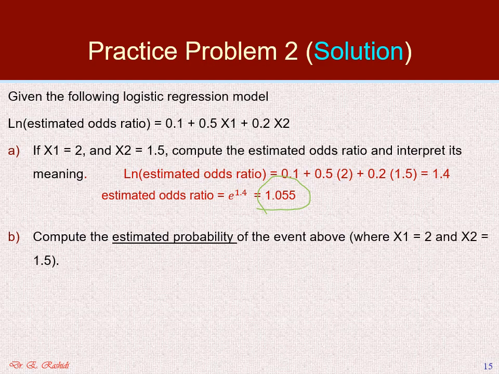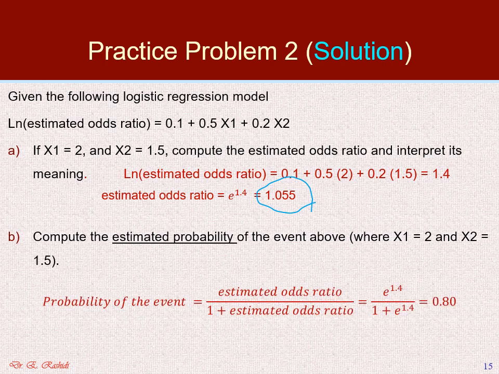Next, let's move on to part B. Compute the estimated probability of the event above where x1 is 2 and x2 is 1.5. Now that we have the estimated odds ratio, you just plug it into this formula: e power 1.4 over 1 plus e power 1.4, which is equal to 80%. So the estimated probability of the event of interest happening is 80%. That means we are 80% sure that the event of interest is going to be class 1. So if the cutoff point is 50%, we would classify this incident as class 1.